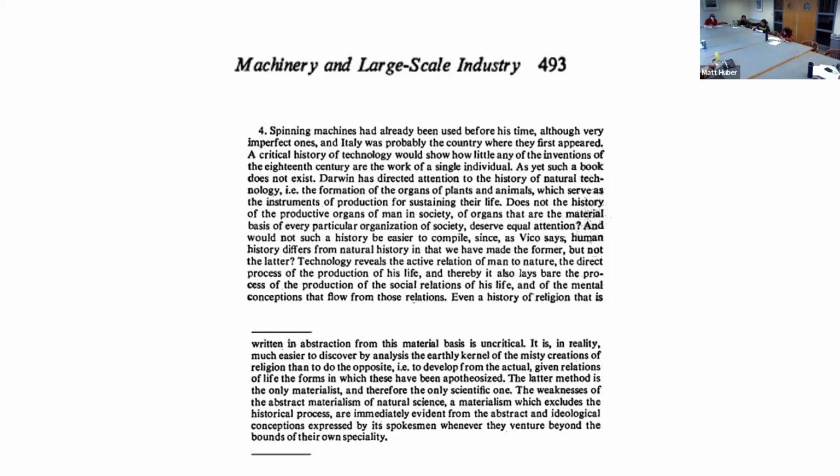So this is the thing Harvey gets really excited about. Technology reveals the active relation of humans to nature, the direct process of the production of life, and thereby also lays bare the process of production of the social relations of life and the mental conceptions that flow from those relations. For the Marx nerds in the room, that's classic base-superstructure thinking. Technology and production are the base, and then ways of thinking, conscious ideas, ideologies and culture come out of that material basis. But technology is really at that basis, right? That active relation of humans to nature.